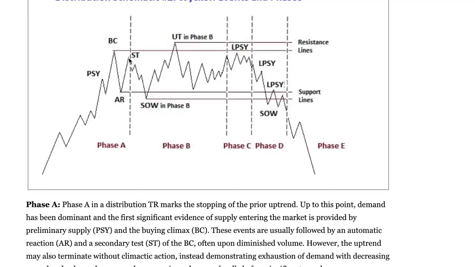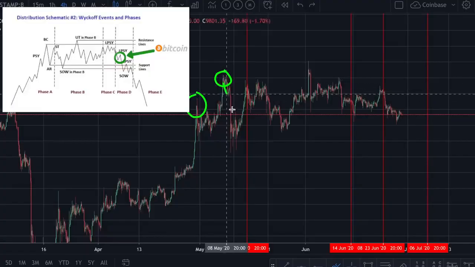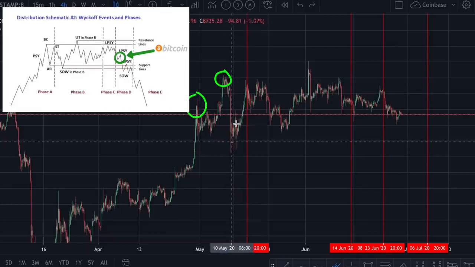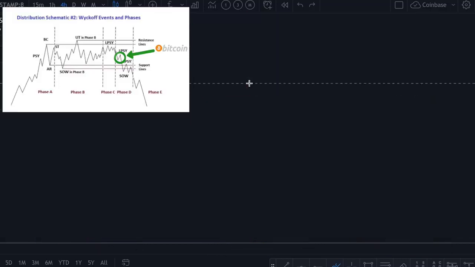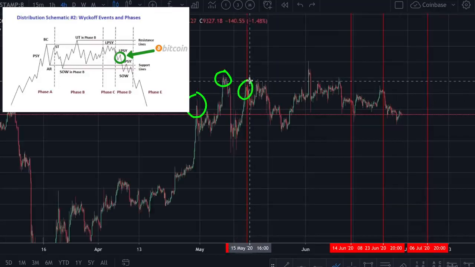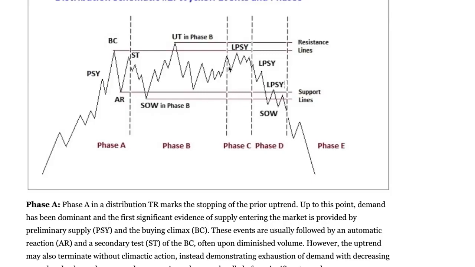Going back to this chart, we see here we have this automatic reaction after this buying climax, and then we see a retest here, which is below the buying climax. So here we have this automatic reaction, and then this retest. But as you can see, it is lower than the buying climax, so it's a failed retest, and that marks the end of phase A. So this means that we entered into phase B here.